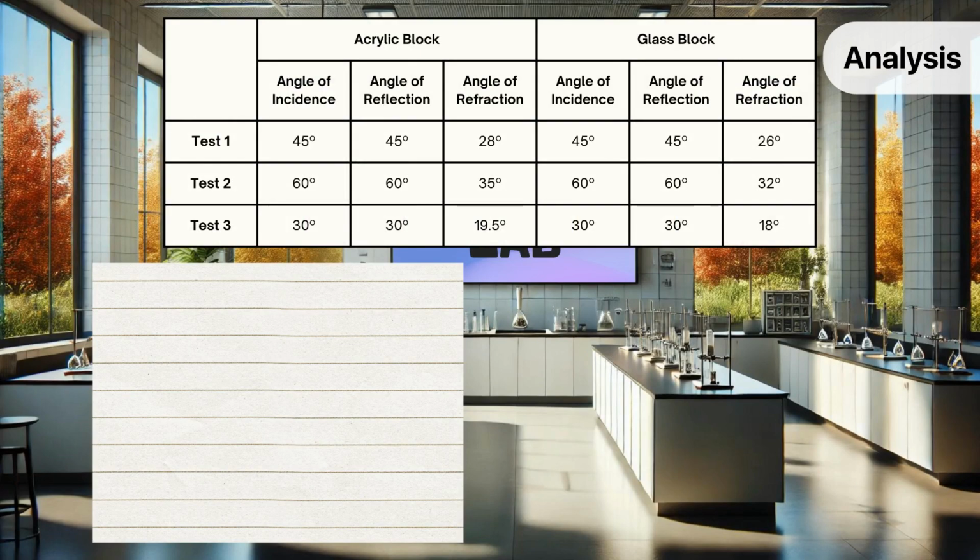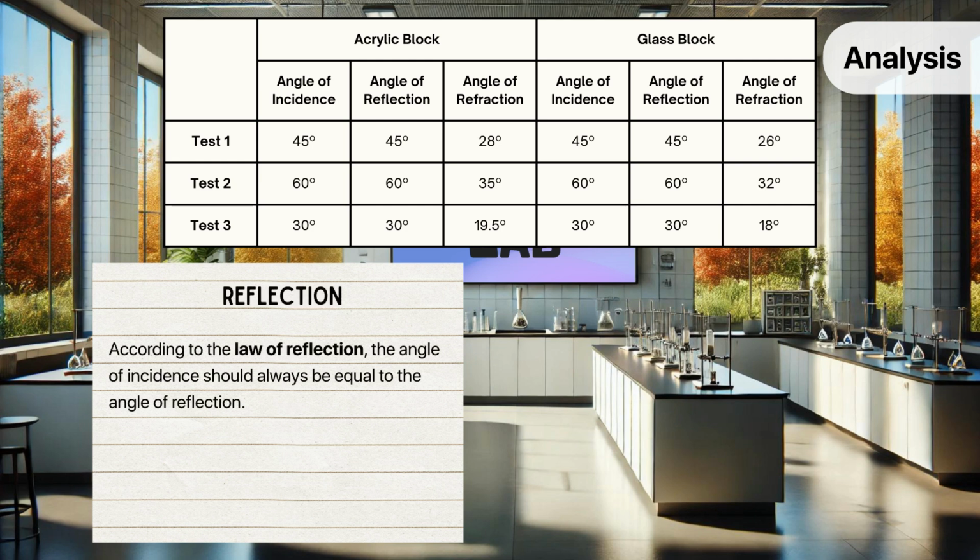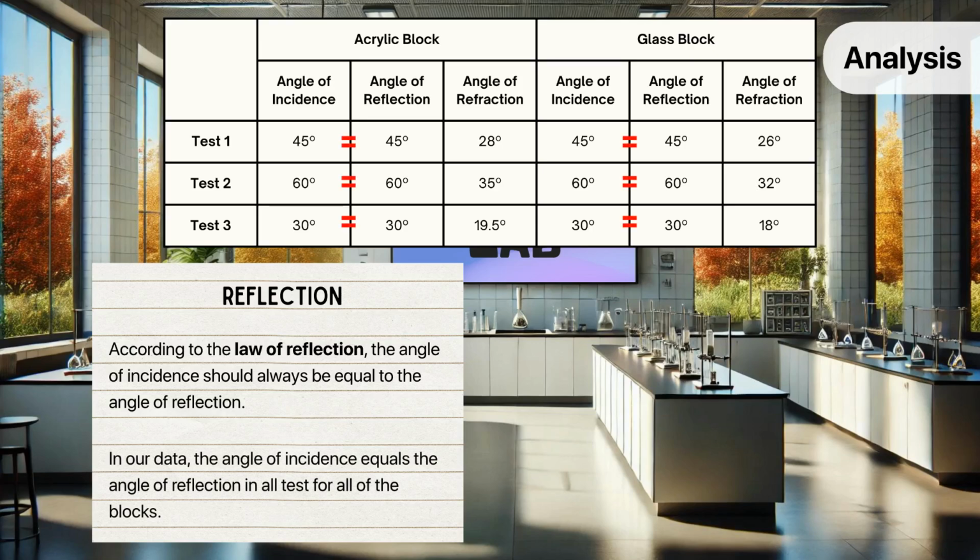Let's take a moment to analyse what's happening in our experiment. First, let's consider reflection. According to the law of reflection, the angle of incidence should always be equal to the angle of reflection. In our data, the angle of incidence equals the angle of reflection in all tests for all of the blocks. Did you get similar results?